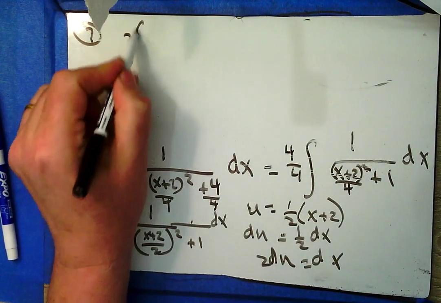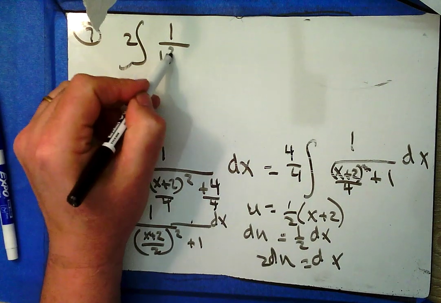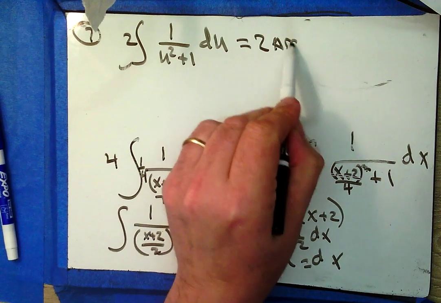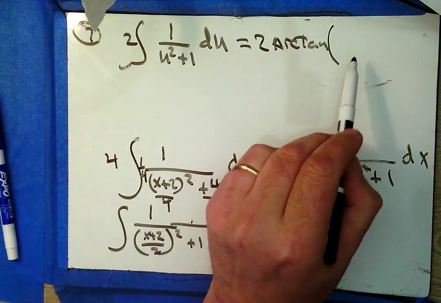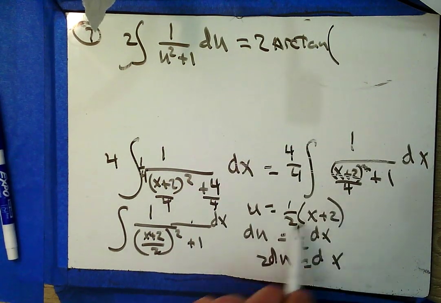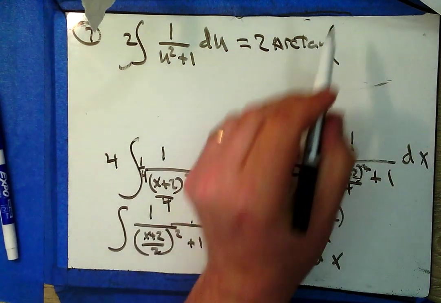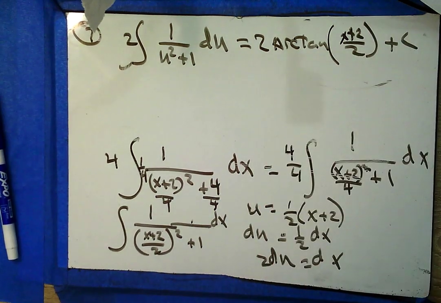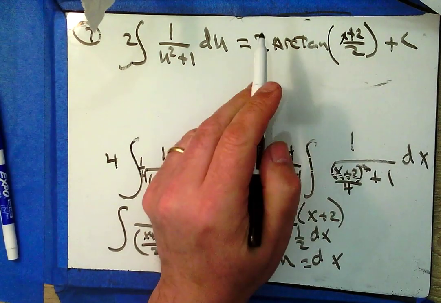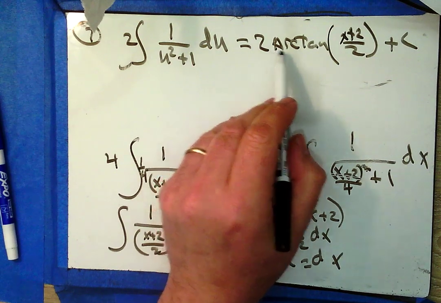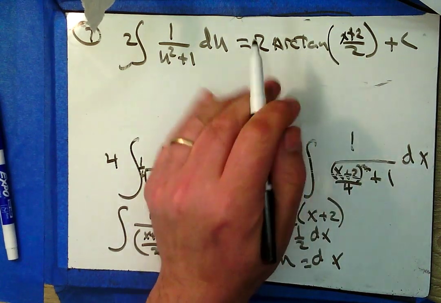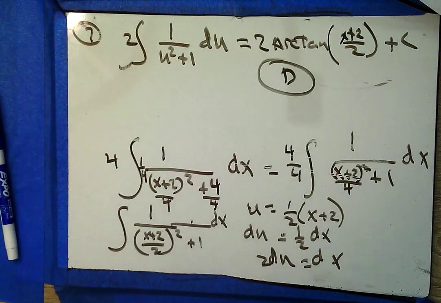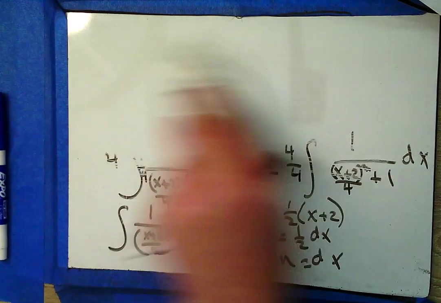would be 2 integral 1 over u squared plus 1 du, or 2 arctan of u, and our u was x plus 2 over 2. X plus 2 over 2 plus c. Okay, tangent inverse. I got 2 tangent inverse x squared. There we go. That is choice D. Choice D for number 7. How about 8?